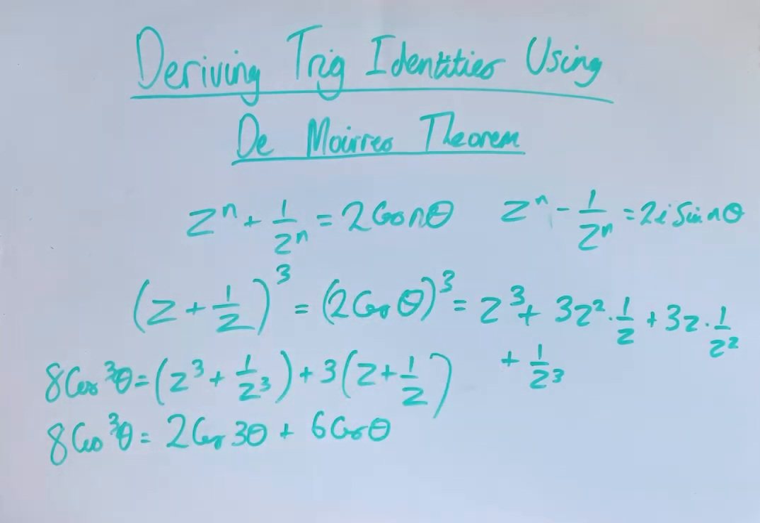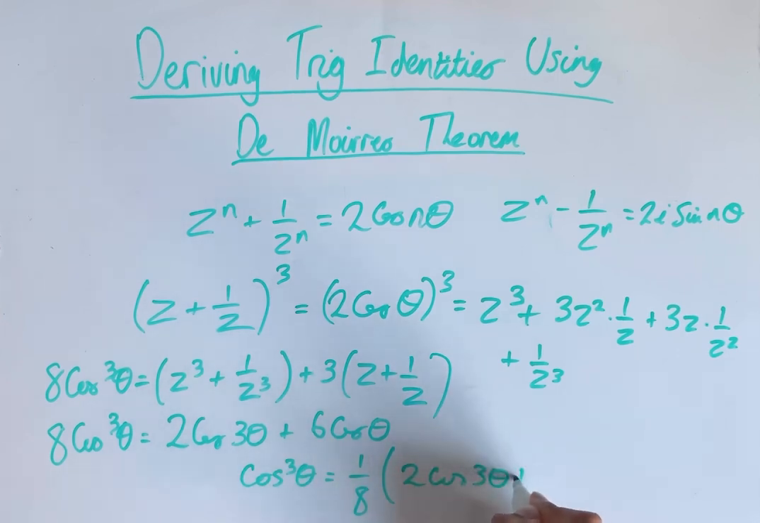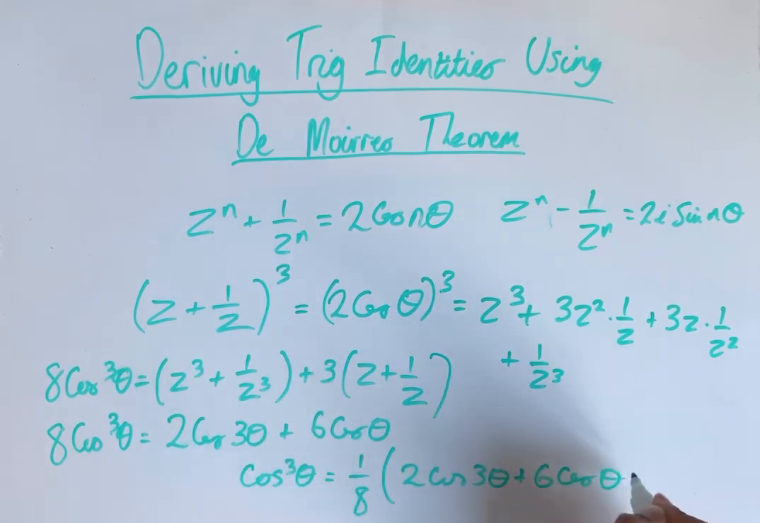Now all we have to do is divide the whole thing by 8, and we can find an identity for cos cubed theta in terms of decreasing functions of n theta. It goes 3 theta and then theta, the n is decreasing. So you get 1 over 8 multiplied by 2 cos 3 theta plus 6 cos theta. And those are the two ways that you can derive trigonometric identities using de Moivre's theorem.